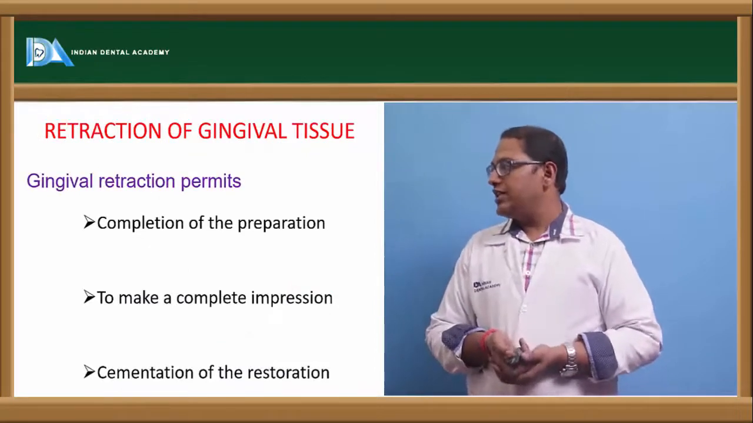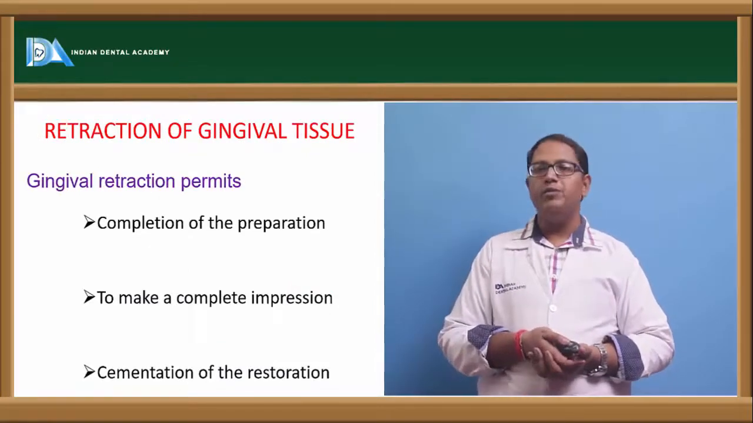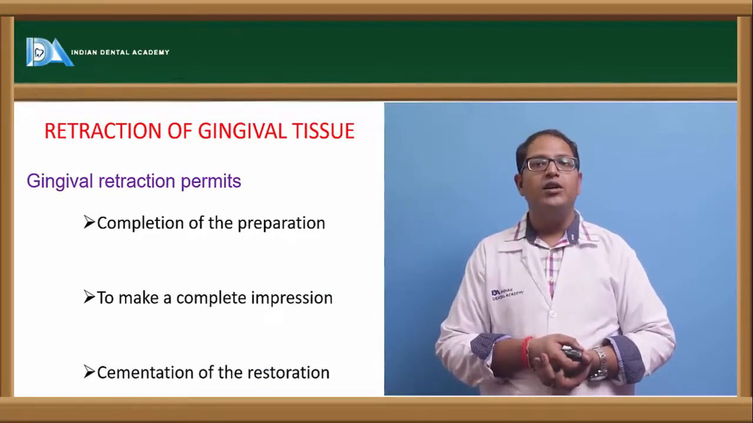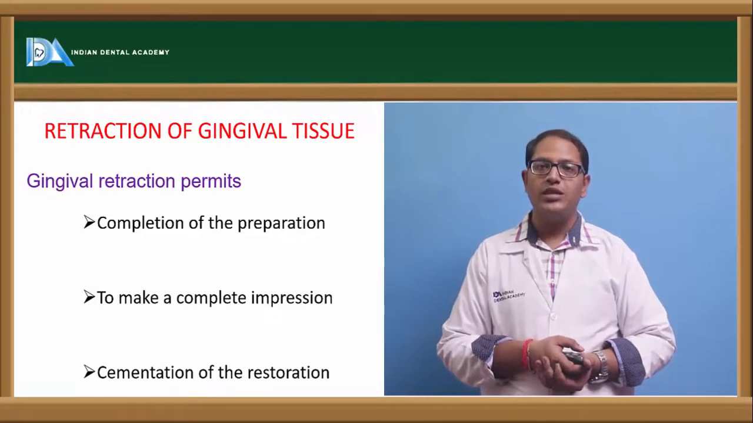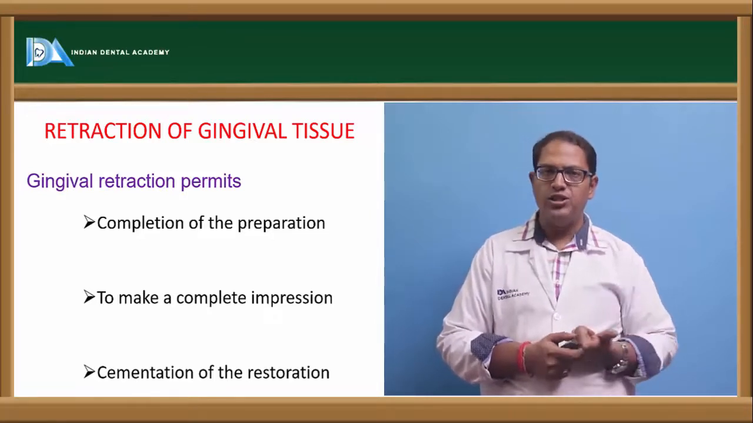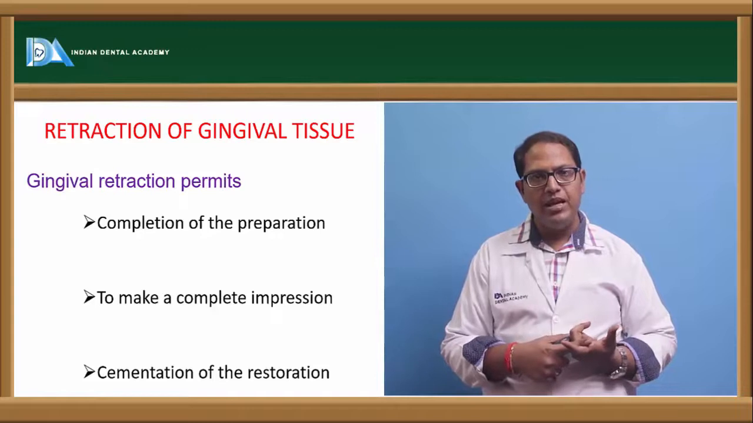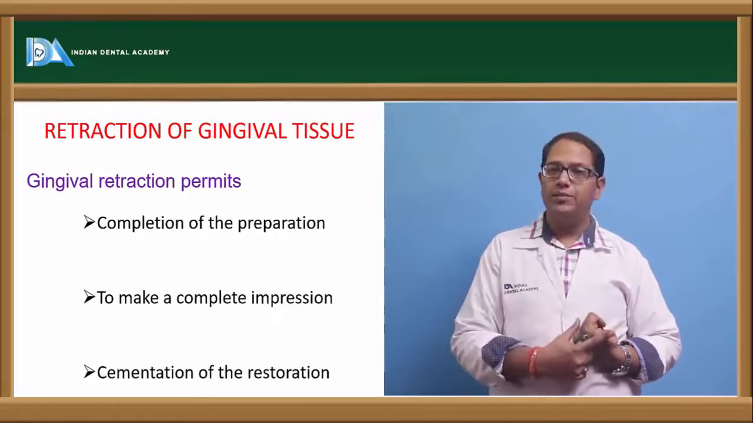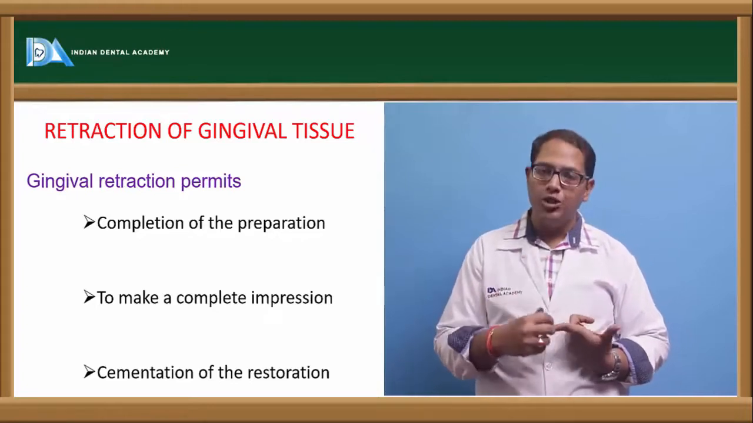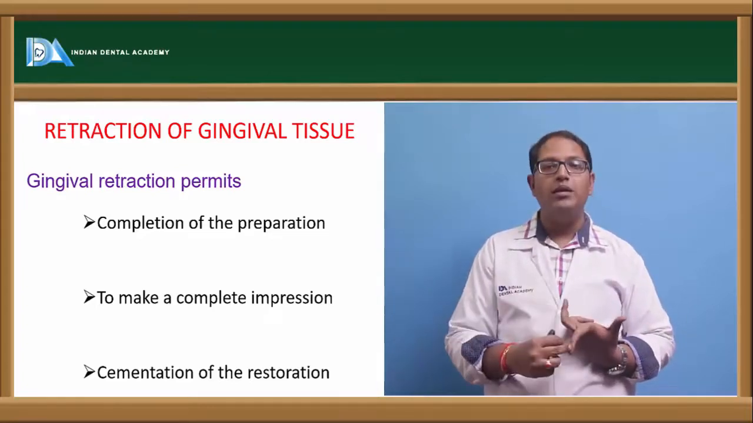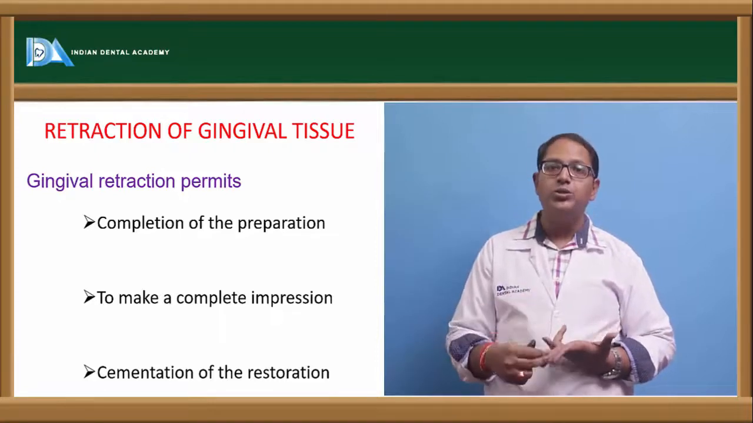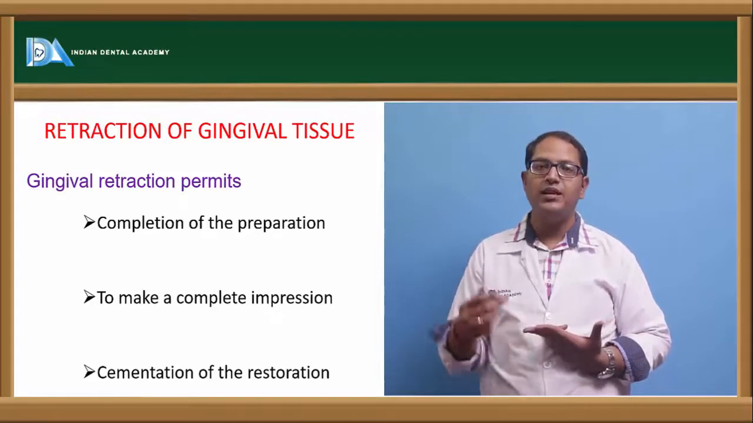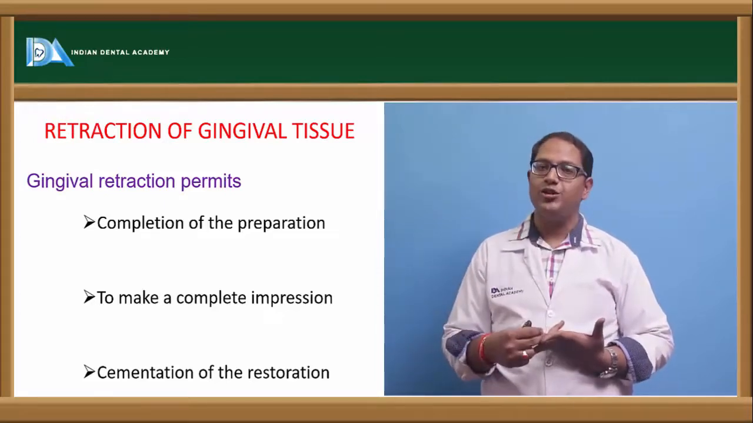So retraction of gingival tissue, gingival retraction permits completion of the preparation. Now the first important question I am supposed to ask you is, where and when should we use retraction cord? During the preparation, while impression making, while crown cementation, when? Not during the preparation. It can be and should be used when, number 1, impression making and number 2, crown cementation. Cementation procedure and impression making both require retraction of the gingiva.